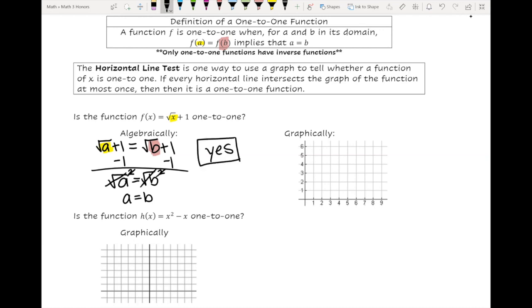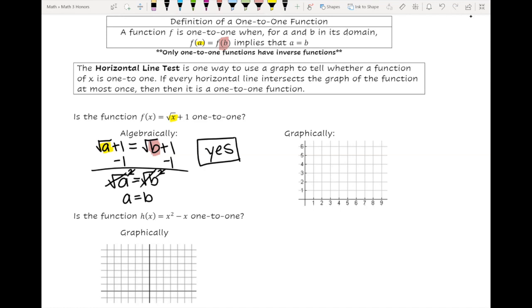Now let's see what that means graphically. I'm going to read the horizontal line test here. The horizontal line test is one way to use a graph to tell whether a function of x is one-to-one. If every horizontal line intersects the graph of the function at most once, then it is a one-to-one function.